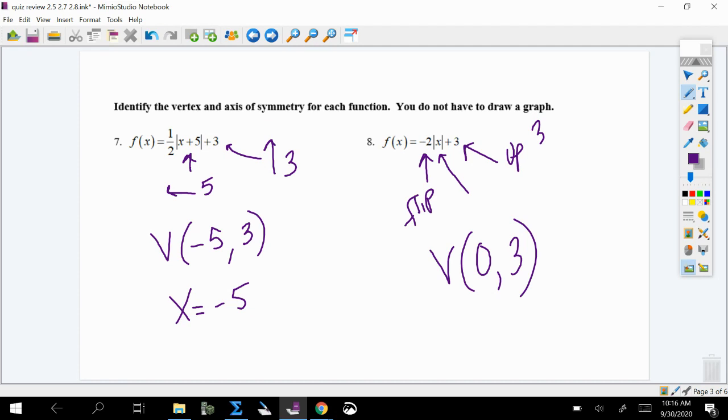0 because it didn't go right or left at all. 3 because it went up 3. It does flip upside down. So when you draw it, if you just want to think of it like what a sketch would look like, it would look like this. It's pretty narrow. And my axis of symmetry is at x equals 0. So that's a recap of everything you did in 2.7 with drawing graphs, recognizing graphs, finding the vertex of these absolute value graphs.